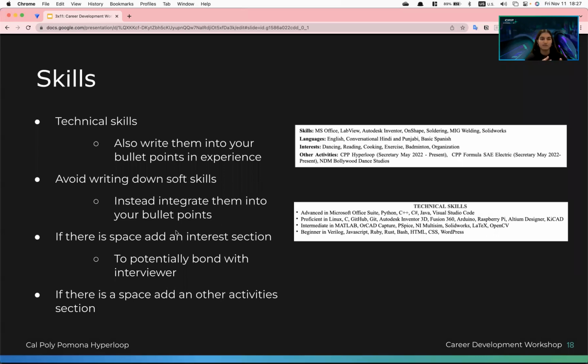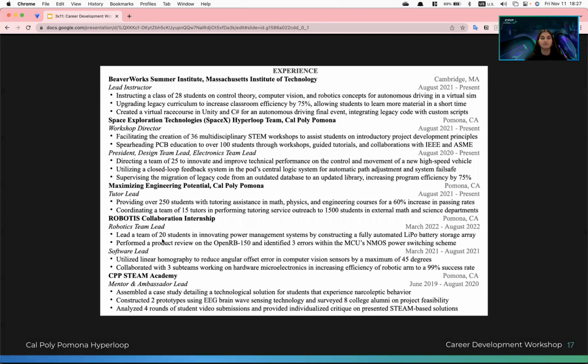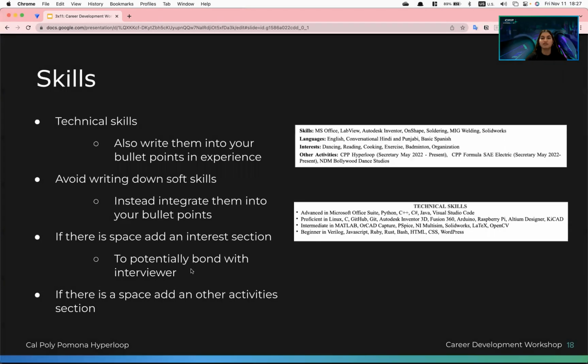Now, this could be controversial, this could not be controversial, but I don't like to write soft skills and list them down, mostly because I don't see how one can just list team player and then expect a recruiter to believe that. I think it's better to integrate them throughout your bullet points. So let me go back to my example. Right here, it says led a team of 20 students. This shows leadership skills, and it shows that you can work in a team. Another here, collaborated with 3 sub-teams. That also shows teamwork, instead of just saying in the skills section, oh, I'm a team player.